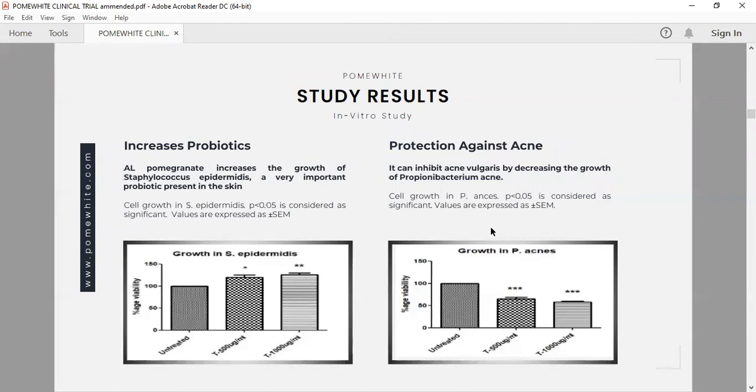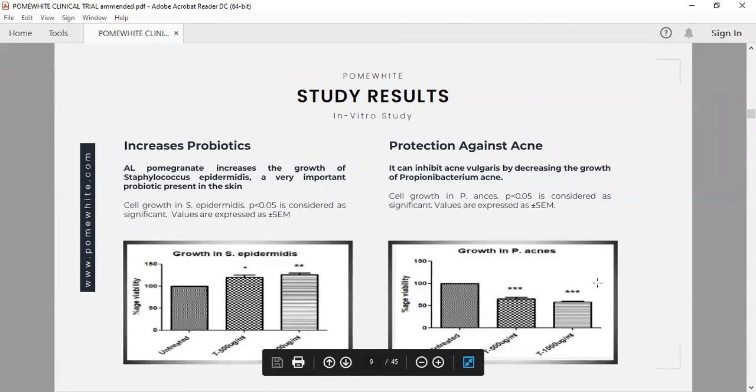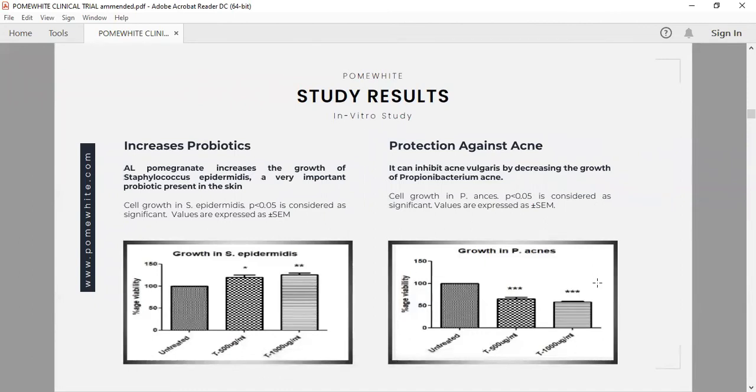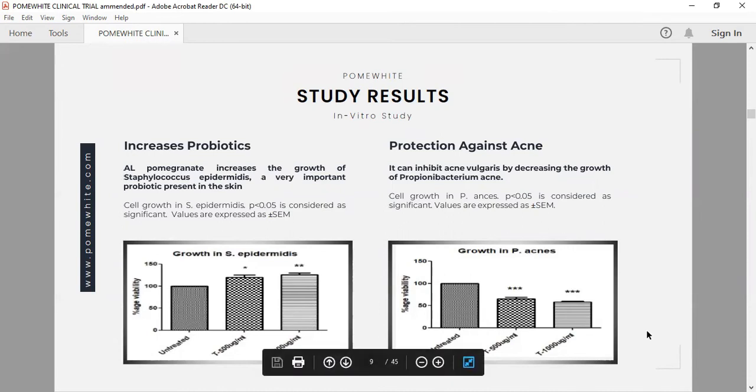Then the basic mode of action of these prebiotics and probiotics on the acne bacteria is this: whenever the probiotic content of the skin increases, it releases different types of proteinase onto the skin layer that can eradicate the acne or infection causing bacteria.